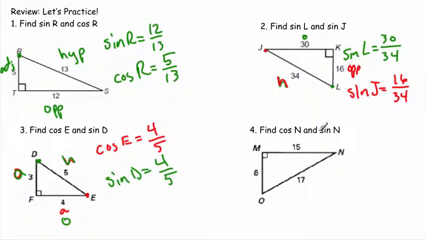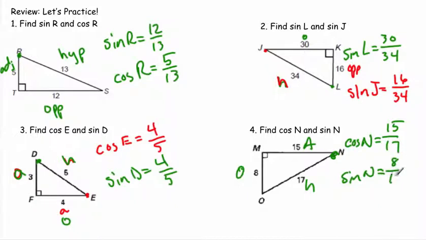Alright, so here I've got the same reference angle both times. I'm using n, so this is going to be opposite, this is going to be hypotenuse, and this is going to be adjacent. So the cosine of n equals adjacent over hypotenuse, and the sine of n equals opposite over hypotenuse. So make sure you can set up these ratios correctly, because it's going to help you solve problems in the future.